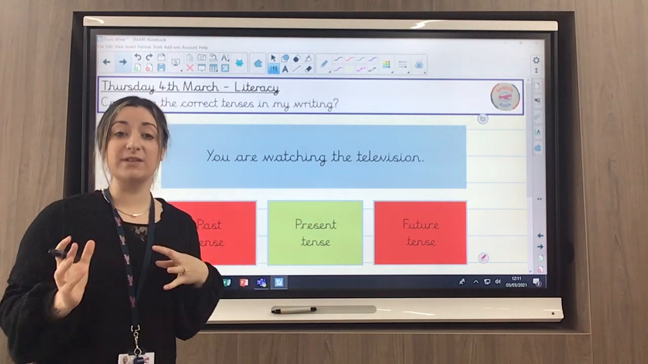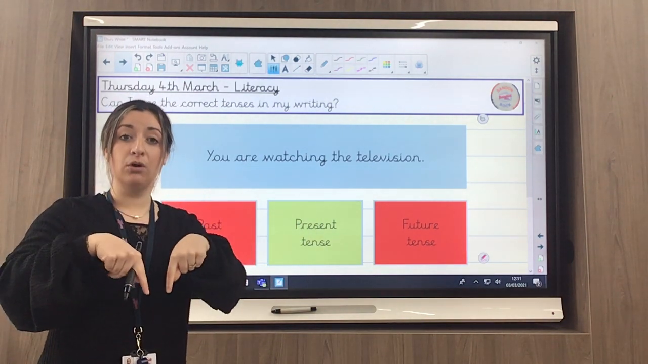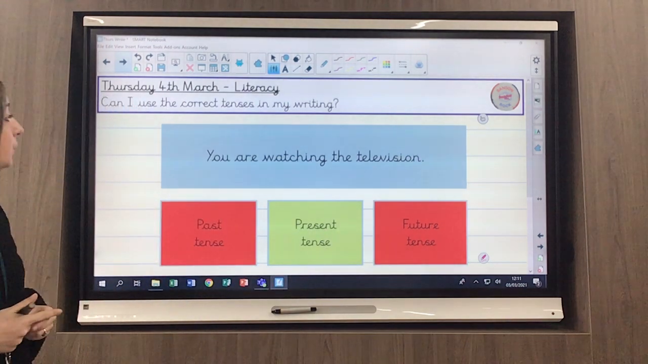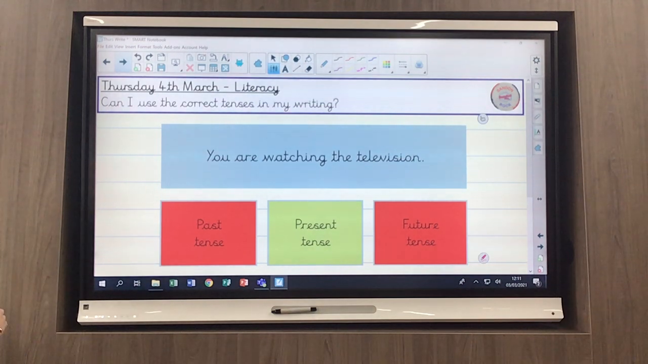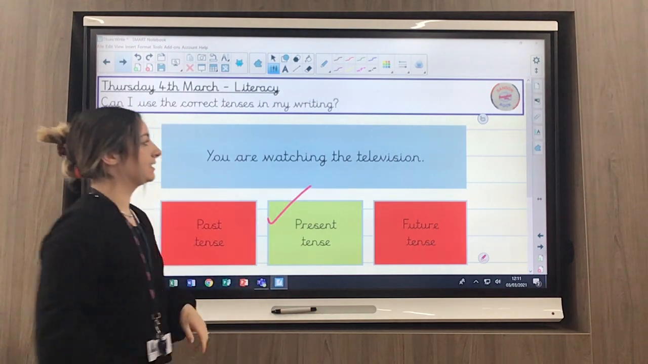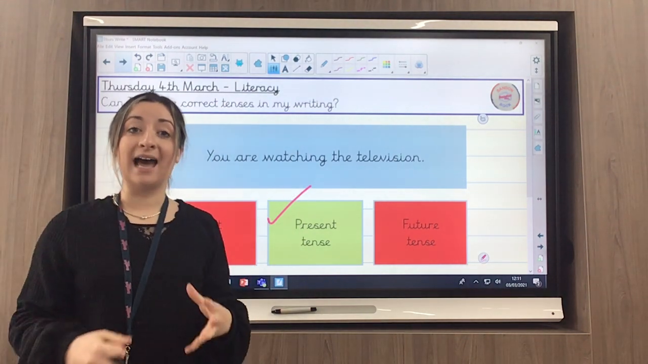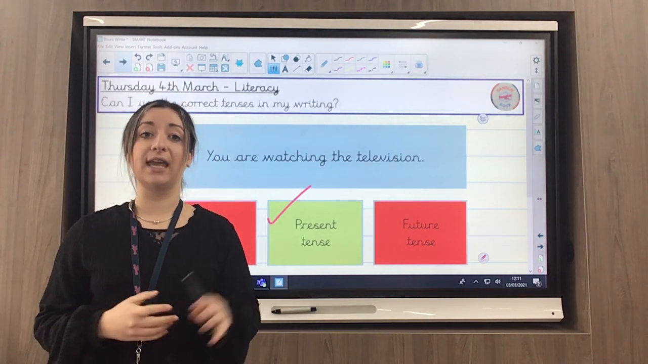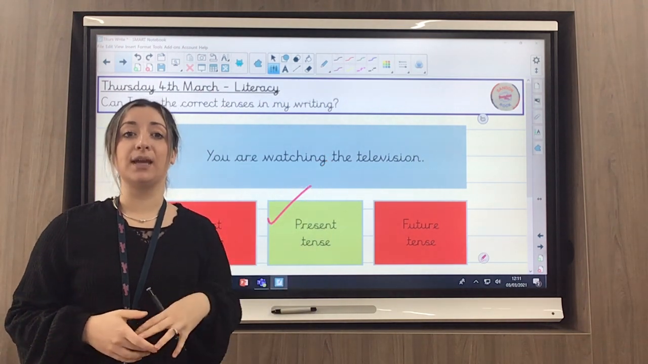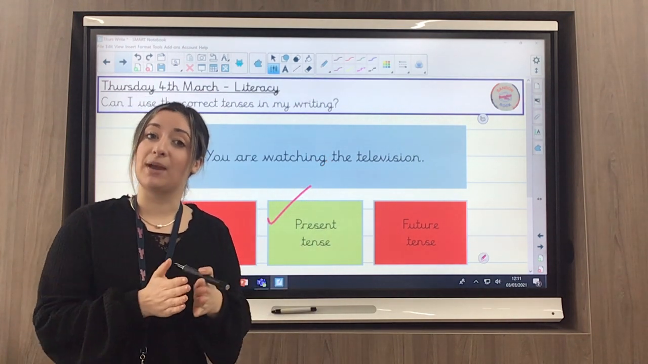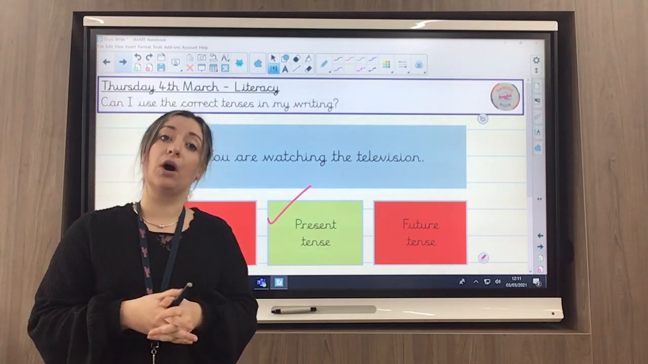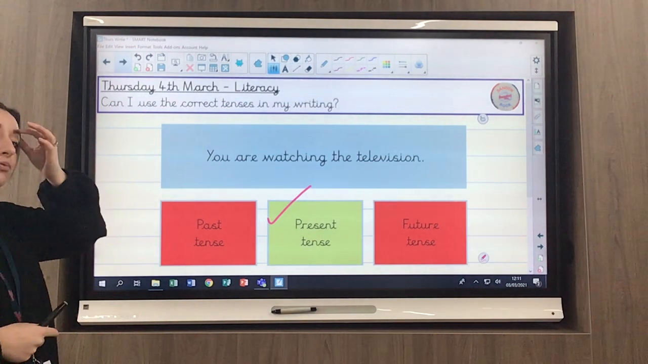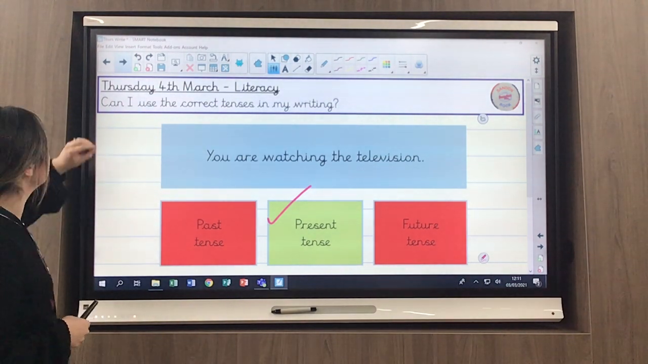Is it something that's already happened? Is it happening now, or is it going to happen? You are watching the television. Have a think at home. And we should be ticking present tense. You are watching. It's happening now. If it was past tense, it would be you have watched, and that's where we have our ed at the end. Or if it was future tense, you are going to watch. Okay, so watching is present tense, the verb is present tense.